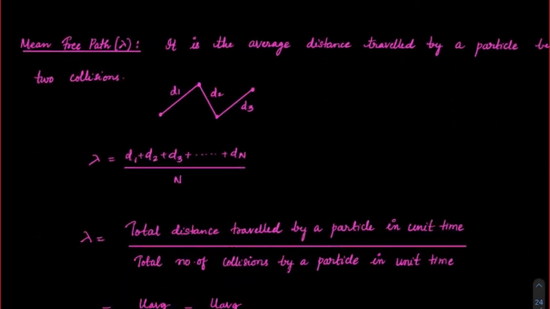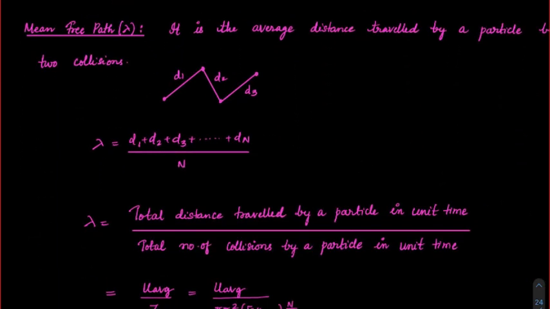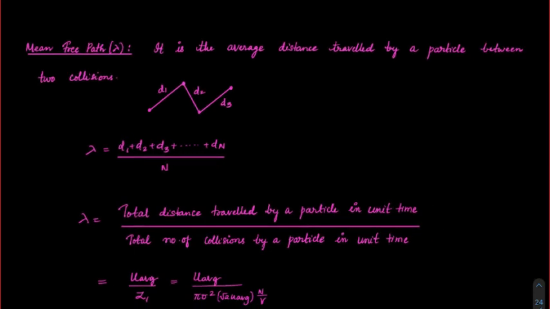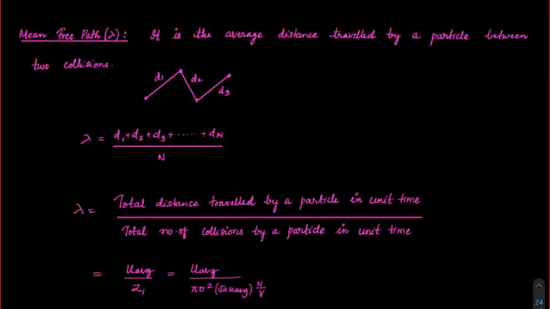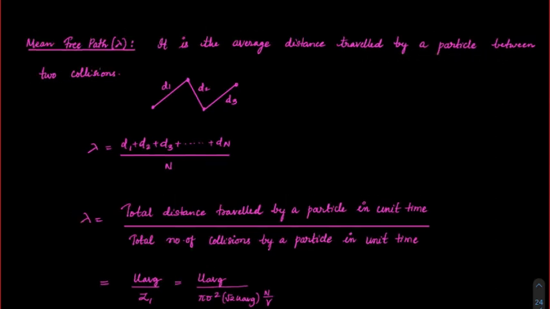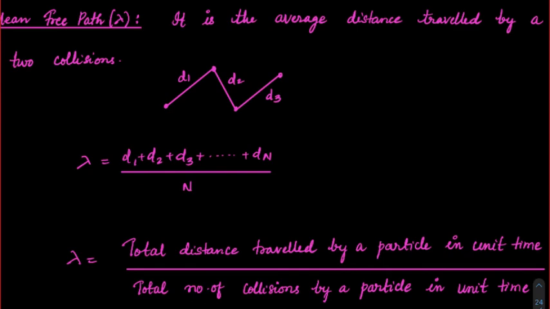Now, mean free path is a very important application from collision theory. By definition, it is the average distance traveled by a particle between two collisions. That means if I start a particle here and it is traveling, it makes a collision here after covering distance d1. Again it makes a collision after covering distance d2.